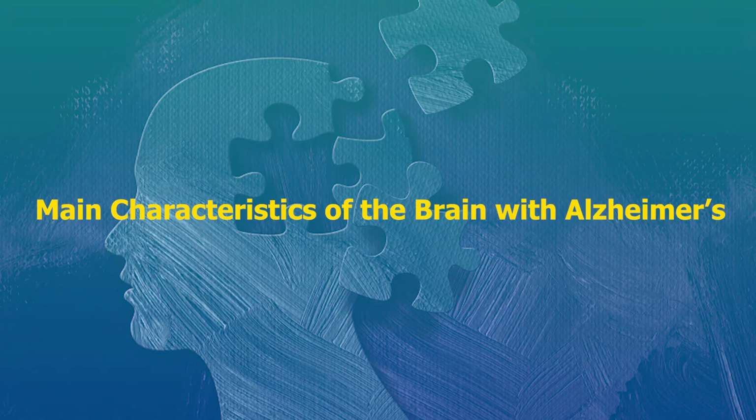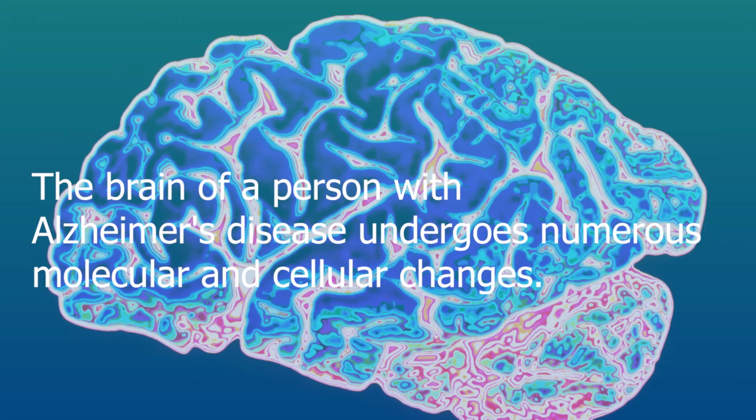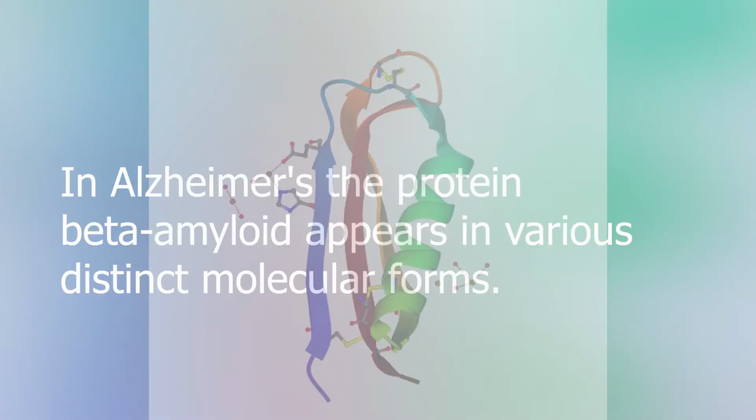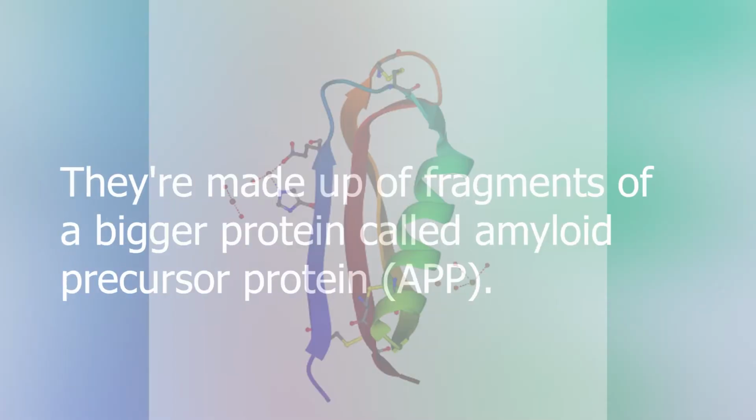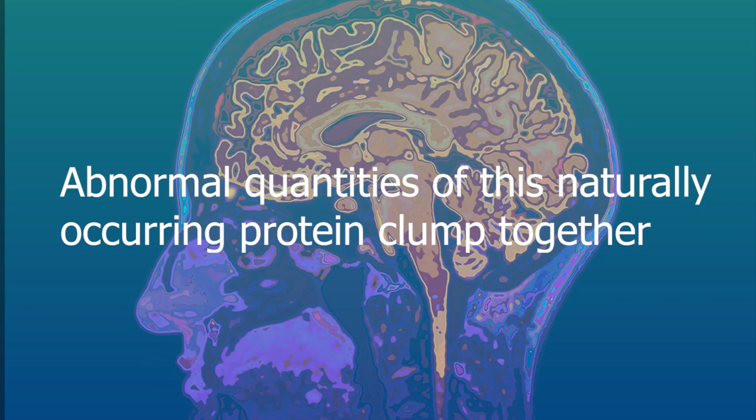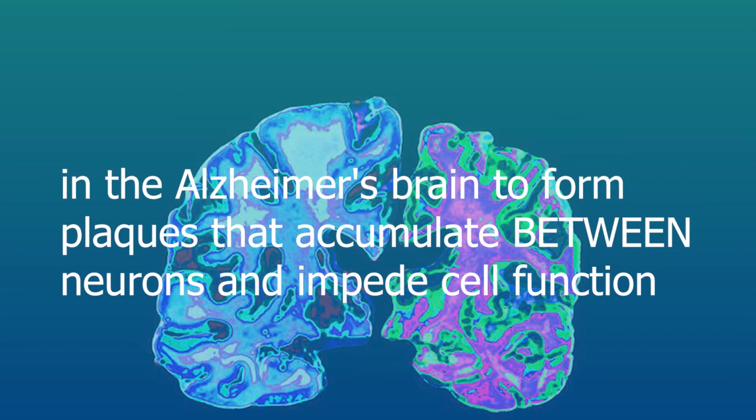Main characteristics of the brain with Alzheimer's. A person with Alzheimer's disease's brain undergoes numerous molecular and cellular changes. Amyloid plaques. In Alzheimer's, the protein beta amyloid appears in various distinct molecular forms. They are fragments of a larger protein called amyloid precursor protein, APP. One type, beta amyloid 42, is known to be particularly dangerous. Abnormal quantities of this naturally occurring protein clump together in the Alzheimer's brain to form plaques that accumulate between neurons and impede cell function.